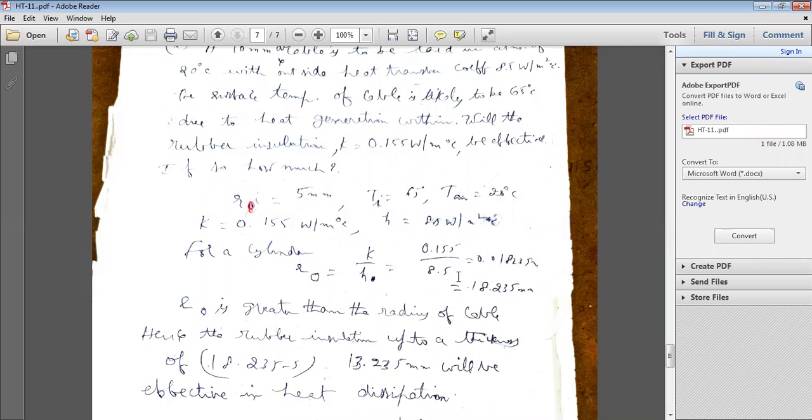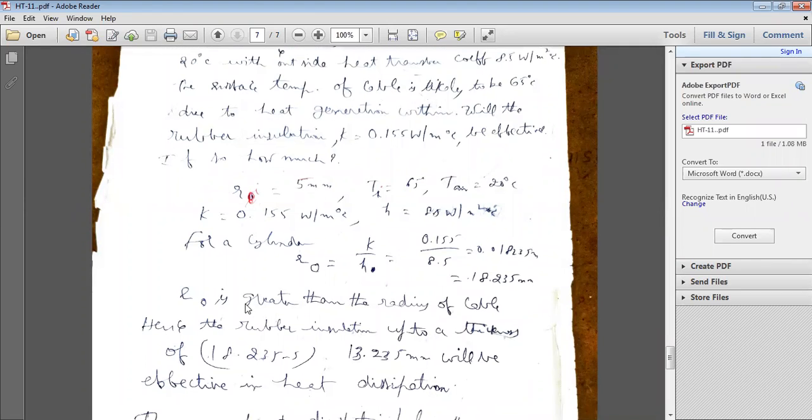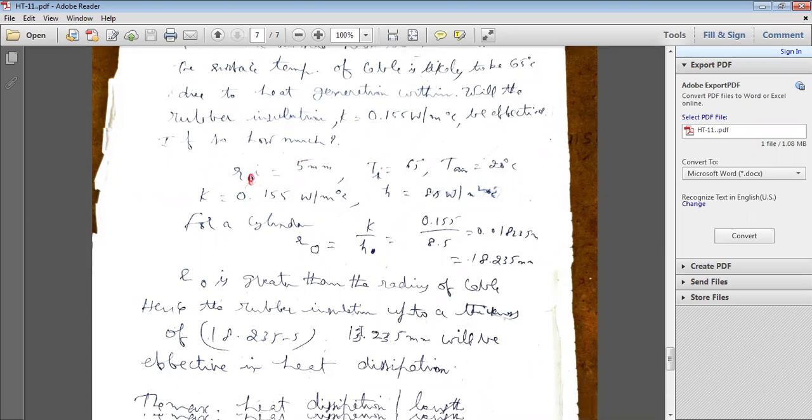So the critical radius Ro, the outer radius, is equal to 18.235 mm. That's why Ro, the outer radius, is greater than the radius of the cable. What is the radius of the cable? 5 mm only. What is the additional thickness available? 18.235 minus 5 mm, that is 13.235 mm. That much thickness of rubber insulating material is available.